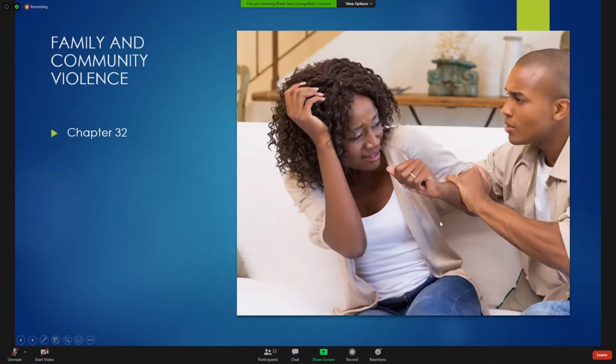Now, next one, like a miscellaneous. Family and community violence. Again, write it down. For the suspected abuse, what are the types of abuse anyway? What are the types of abuse? Write it down. Okay, because you will work in the long-term care facility. Number 1, physical.